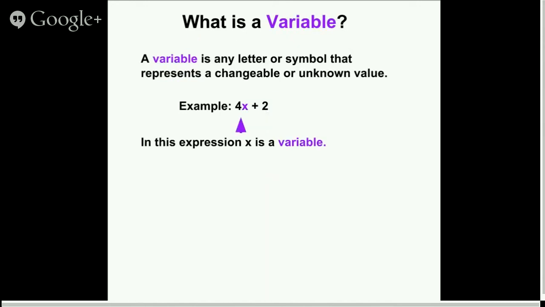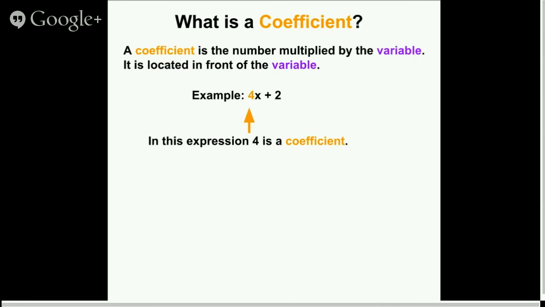Okay, there's also variables in expressions. These are usually a letter or symbol that represents a number that can change. So x is the variable in this expression. All right. And then the coefficient is the number that's out in front of the variable, and it is multiplied by the variable. So 4 times x, okay, 4 is the coefficient.